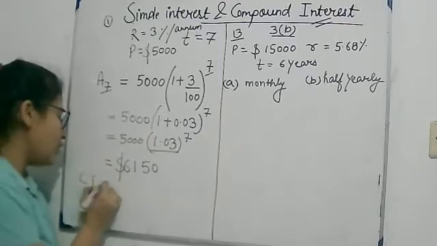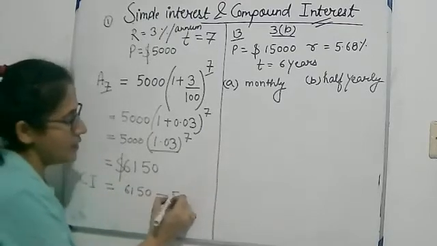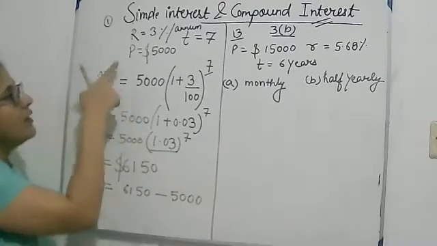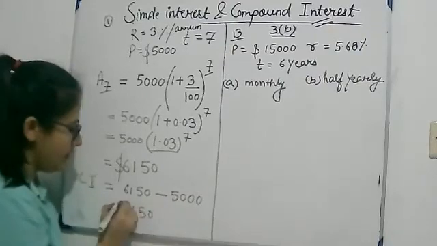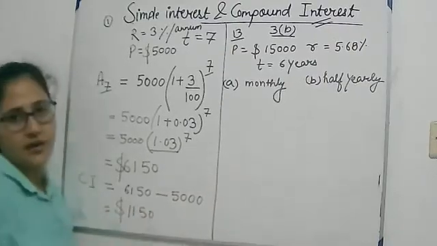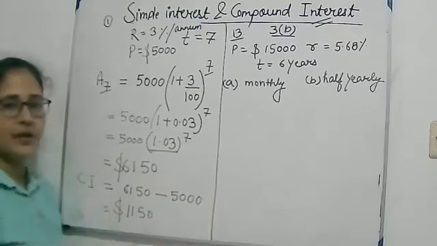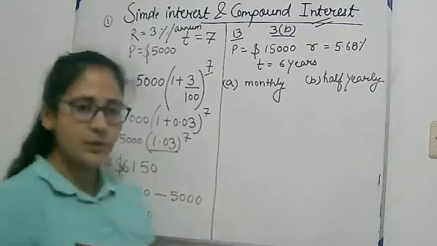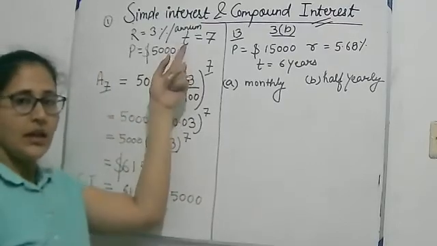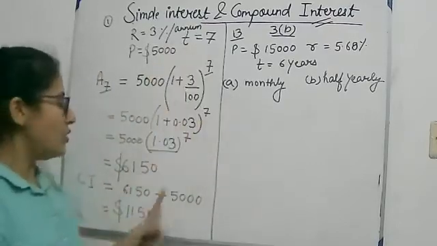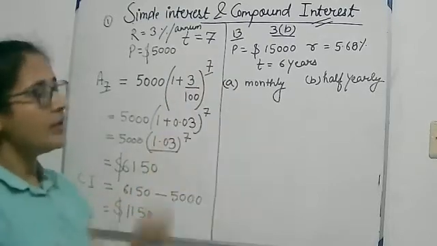So what will be the value of compound interest? 6,150 minus the principal amount. So now $1,150. That is the amount of the compound interest. In this question, because we have to find compound interest in years, the value of time is 7.